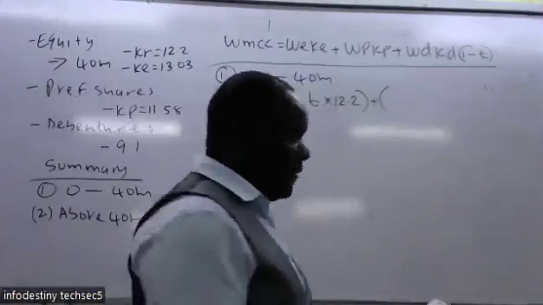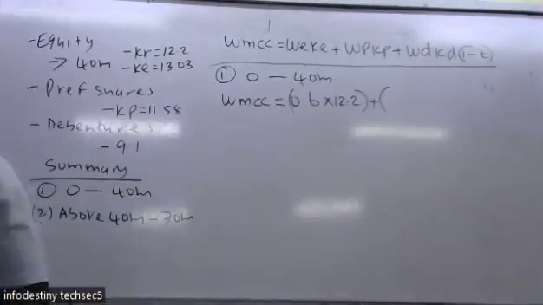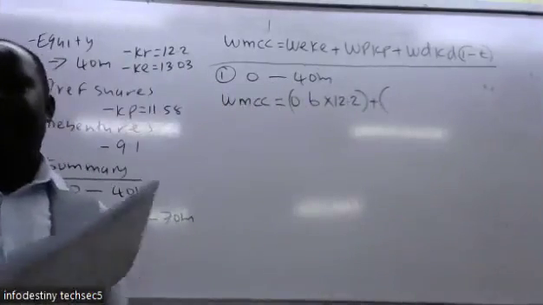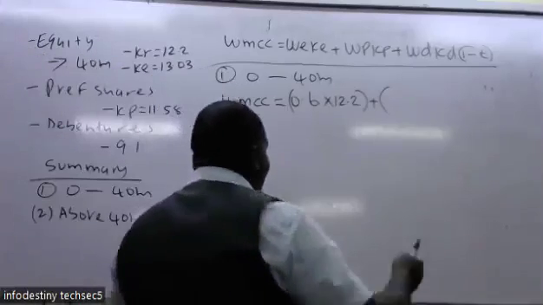So let us go to the preference share. Preference shares, it is 15 over 100. You see the 15 over 100? It will be 0 point what?